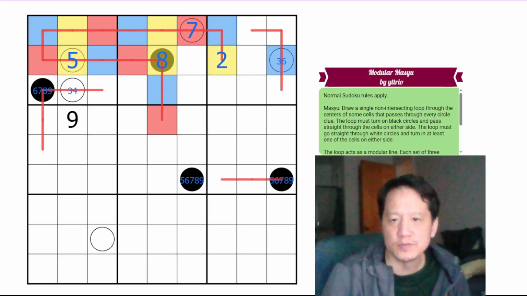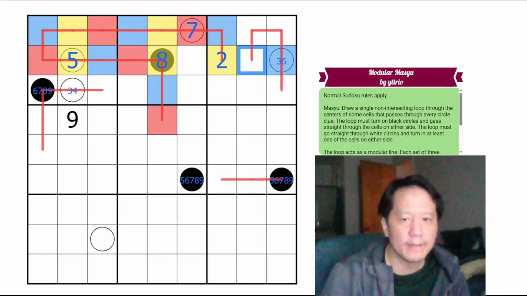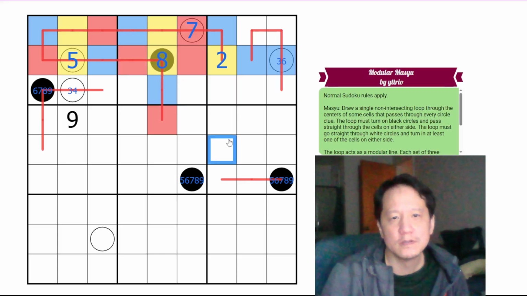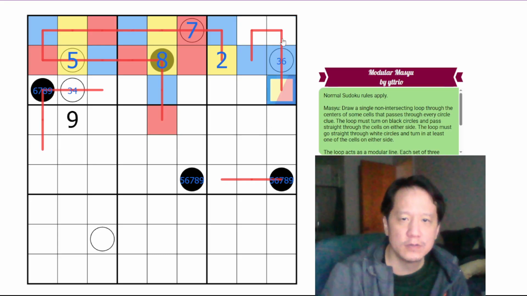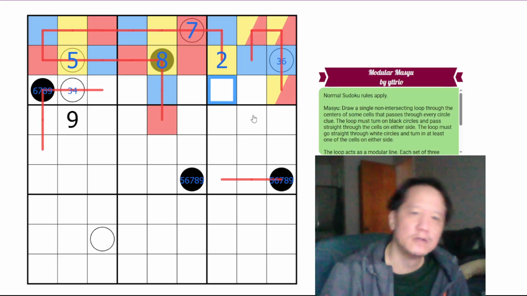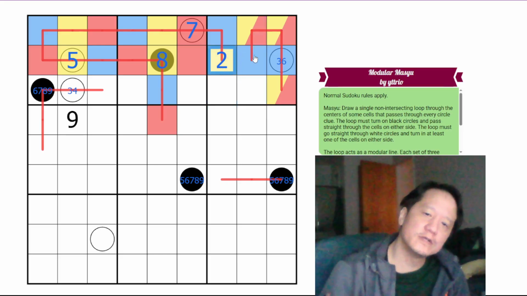This has to go this way. And so blue, it cannot connect here, because then this would be blue, red, yellow. So this is blue. That means this is blue, which means this remaining digit is red. We have red, yellow here. This is red or yellow. This, I think, has to eventually connect to here, right?